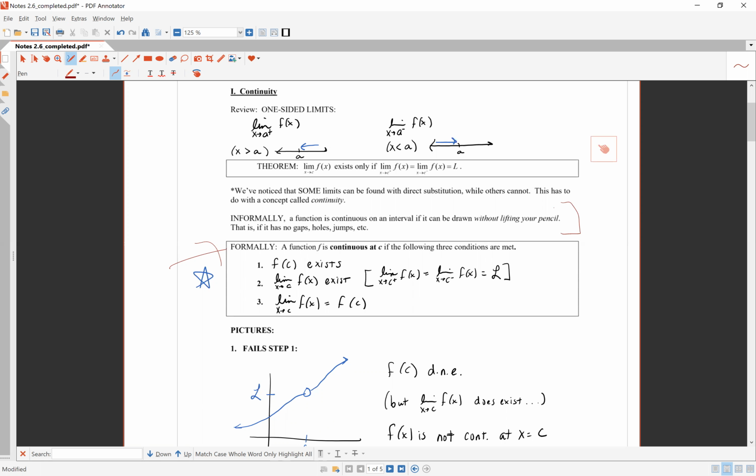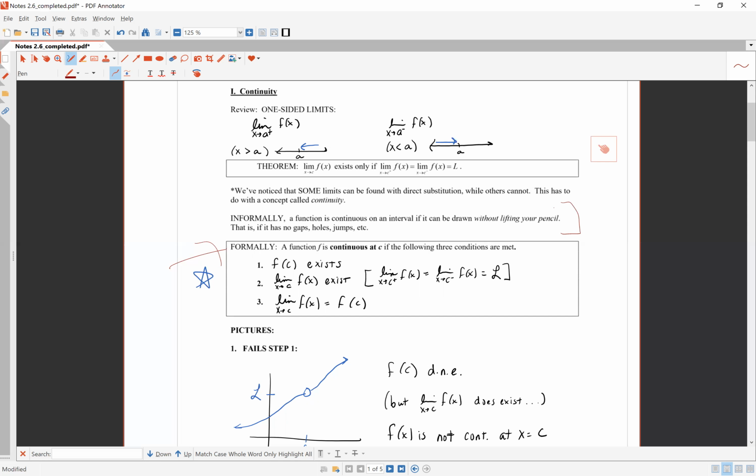A function is continuous on an interval if the graph can be drawn without lifting your pencil. So there are no jumps, no piecewise discontinuities, no holes, no asymptotes or anything like that. If you can draw the graph on that interval without lifting your pencil, the function is said to be continuous there. I think that's probably what a lot of us think of it as. But here's something a little bit more formal.